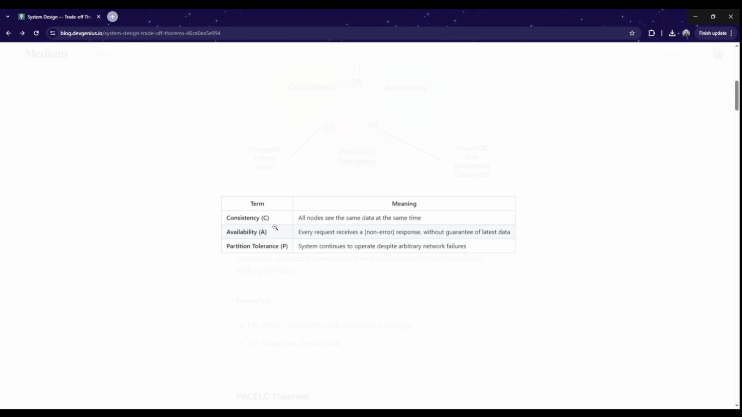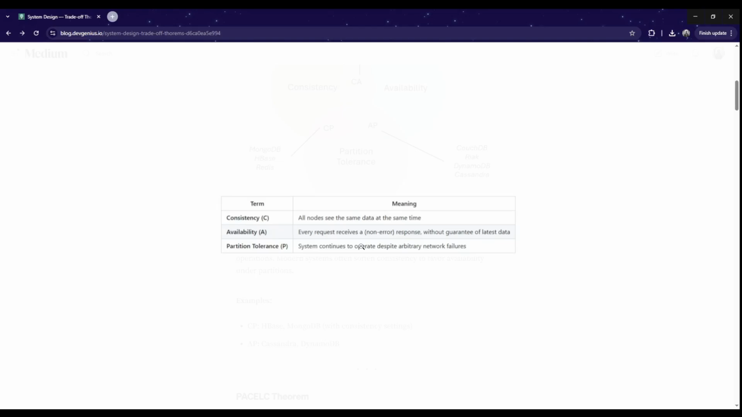And consistency, what does it mean is that all nodes in the system see the same data at the same time. They don't have out of sync data. Availability means every request that is received must get a response. Although it means that we might be giving an older or a wrong result, but what we are guaranteeing is that every request will have a response. And partition tolerance is system continues to operate in case we have network failures.